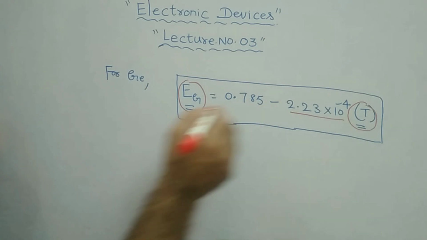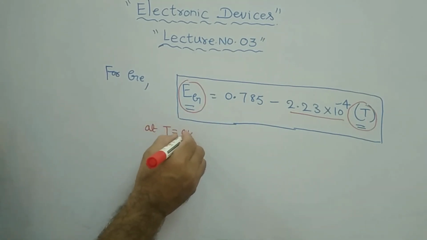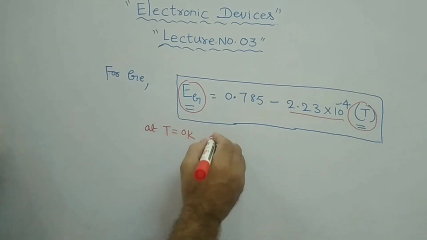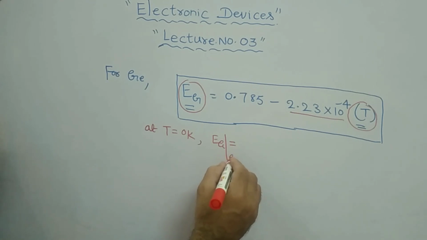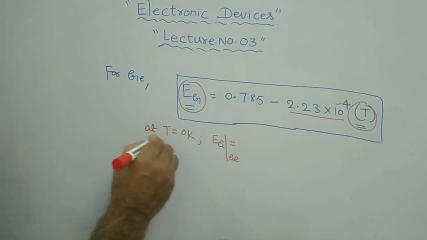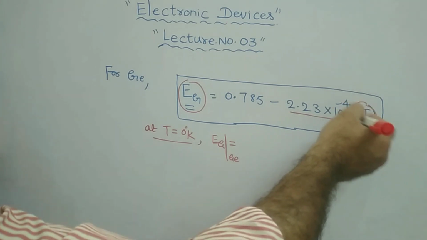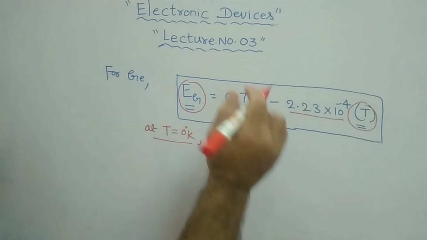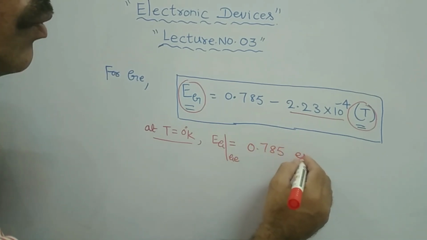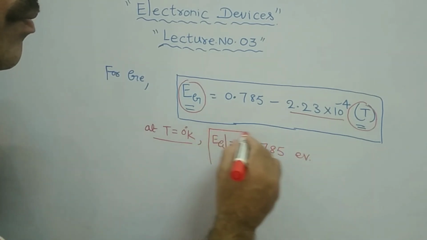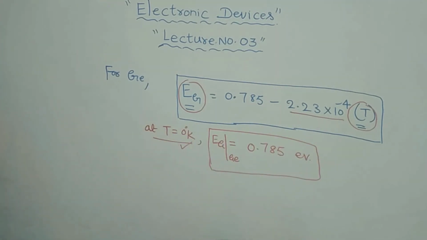And similarly, now you apply T equal to 0 degree Kelvin. At T equal to 0 degree Kelvin, what is the energy gap value for germanium? This is for germanium we are calculating. At T equal to 0 degree Kelvin, simply substitute 0 wherever T is there. Therefore, everything becomes 0 and finally you will have 0.785 electron volt. That's it. This is the energy gap for germanium at 0 degree Kelvin, right?